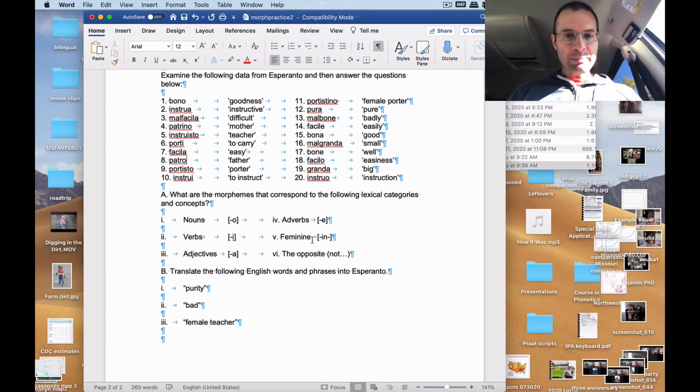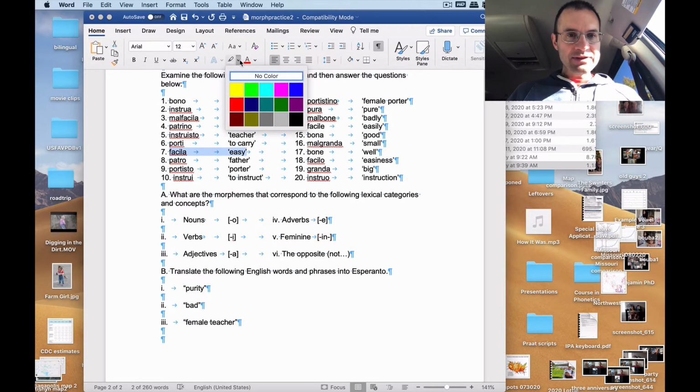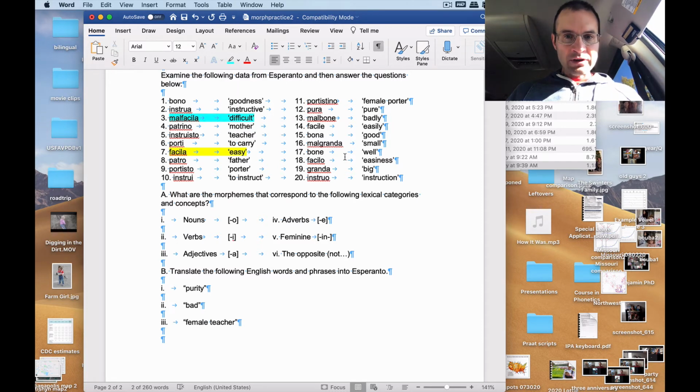How do we get the opposite? What's that concept? You have to infer this a little bit in this data set, but there's a couple of cases we can pick on here. We have facila, which means easy. We'll highlight that one. You can contrast that with malfacila, which means difficult, or the opposite of easy. There's another example over here where bona means good. That's another adjective.